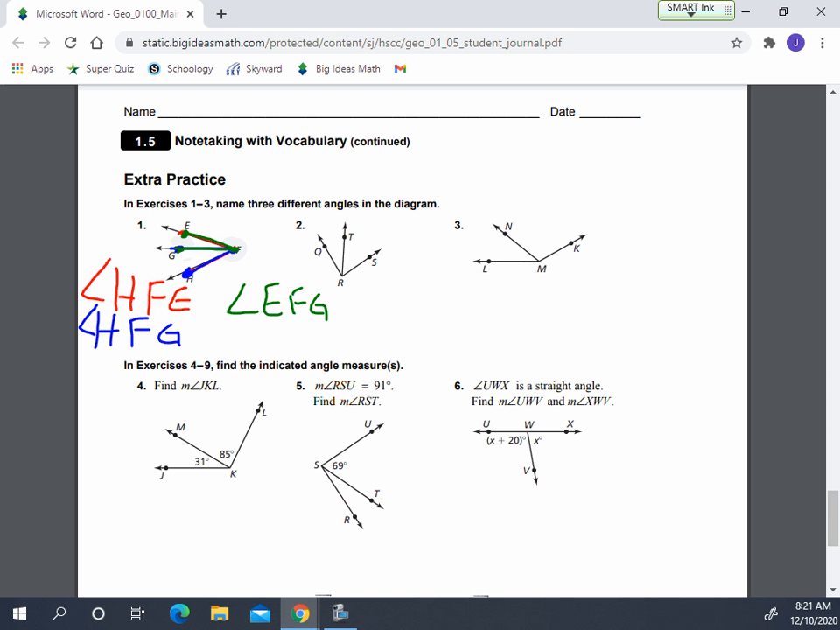Okay. I'll do number 3. I'll leave number 2 up for you guys. We could say angle LMN. I could say angle NMK. And lastly, I could say this big angle, angle LMK. If you guys want to do number 2, go for it.